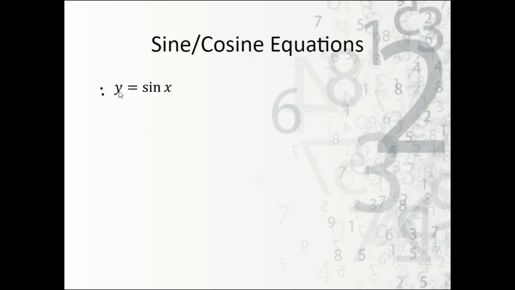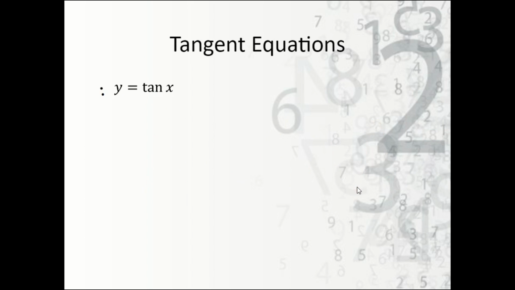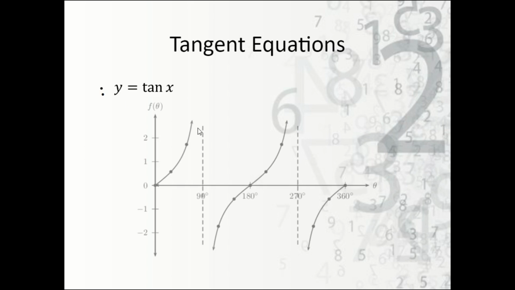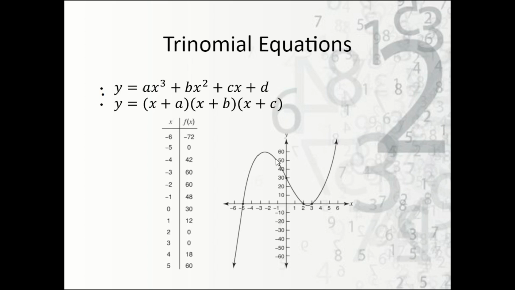Sine and cosine come of the form y equals sine x or y equals cosine x. And it forms this oscillating up and down shape. Tangent comes of the form y equals tangent x. And it forms like this snake looking thing here. So it starts like this, curves, and then goes back up. Trinomial equations look like ax cubed plus bx squared plus cx plus d, or it can look like this: y equals x plus a times x plus b times x plus c. And that's going to look like this, where it goes up, changes directions, and comes down. It almost forms like two different parabolas. So that's a trinomial equation.